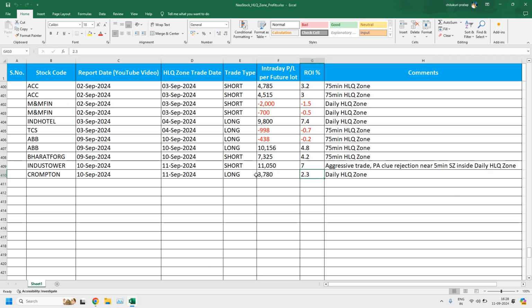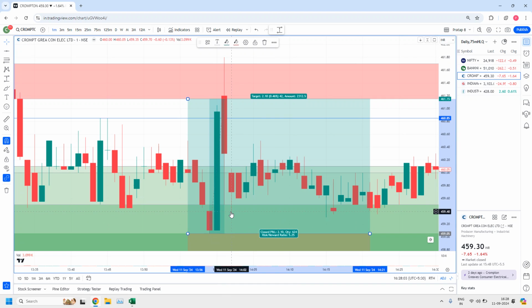In 3 minutes, you got a profit of 3,780 rupees, which is a 2.3% return on the investment as per one futures margin cost. Just 3 minutes. In 3 minutes, this is a very good ROI. This is an extraordinary ROI, 2.3% ROI. Generally, to achieve 6% ROI, we should wait 1 hour to 1.5 hours at least. But 2.3% ROI, we got in just 3 minutes.